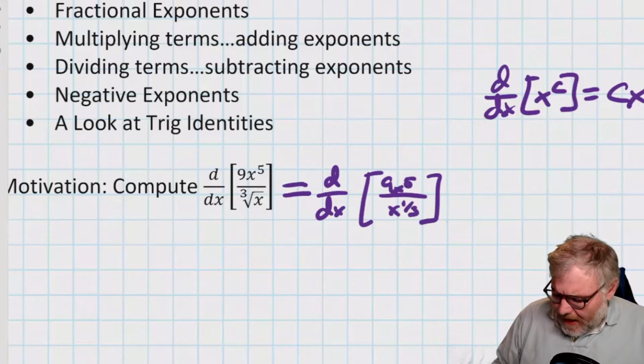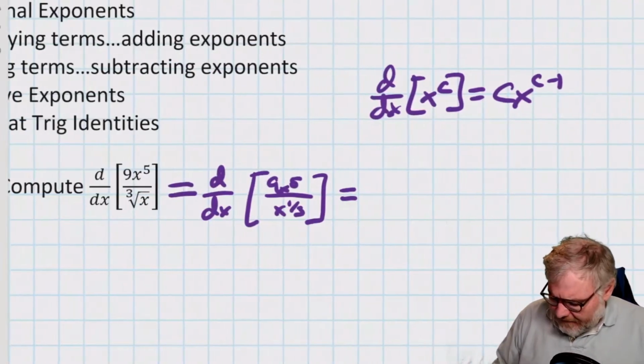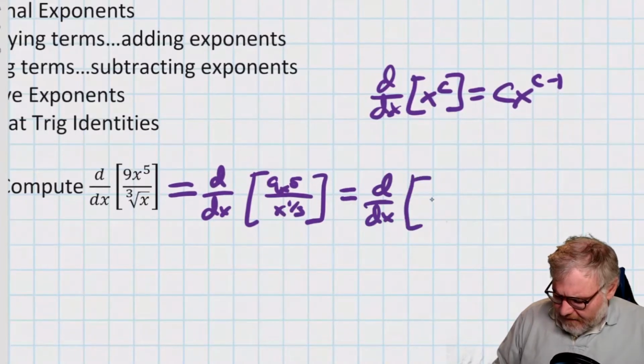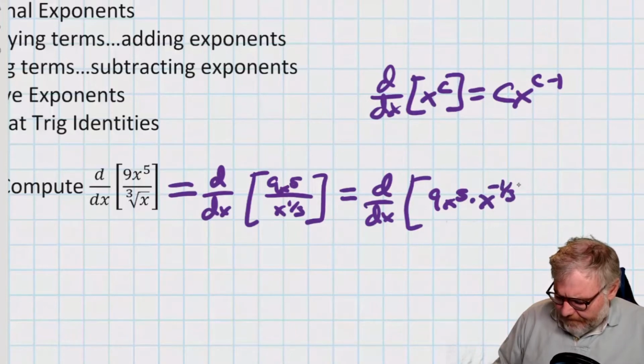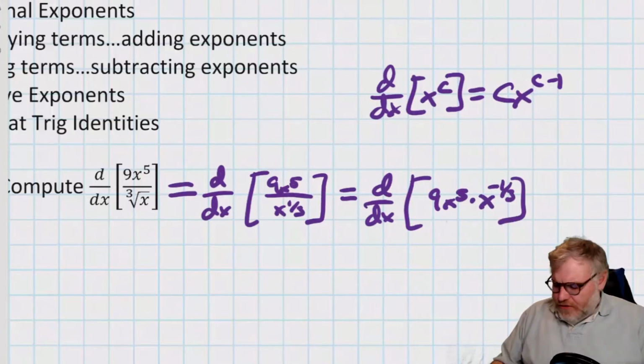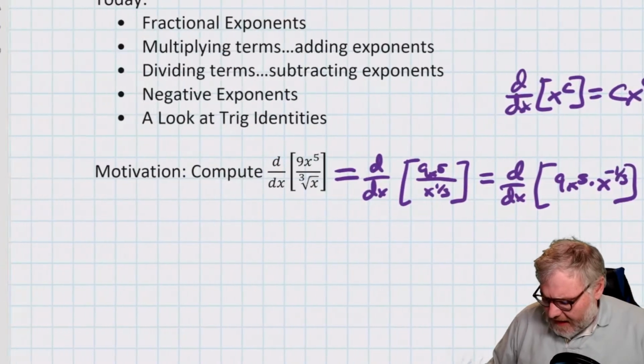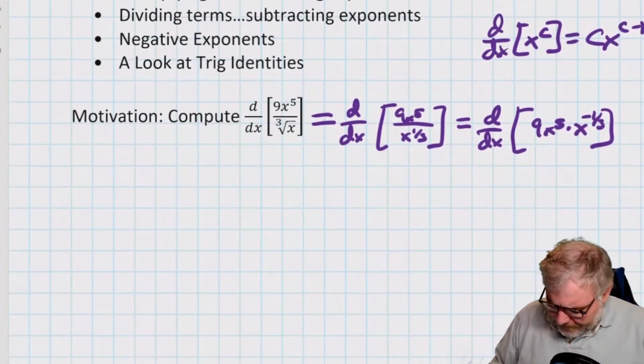Now, because it's on the bottom, I can move it to the top using a negative sign, and I get the derivative with respect to x of 9x to the fifth times x to the negative 1/3. And again, all of this is algebra. I haven't done anything with the calculus yet. I haven't moved any of the derivatives.